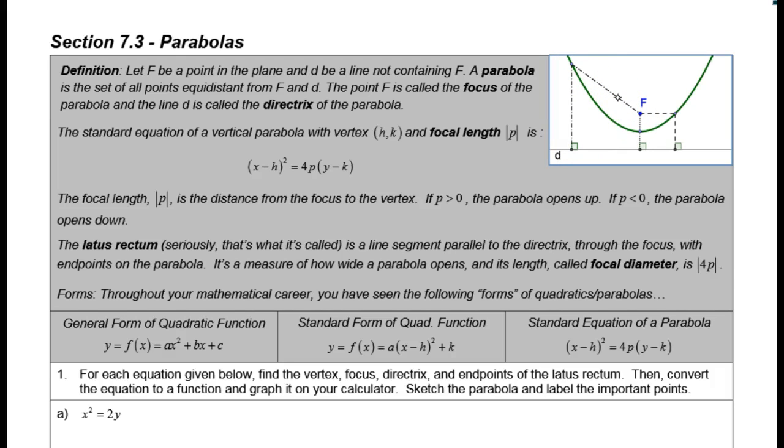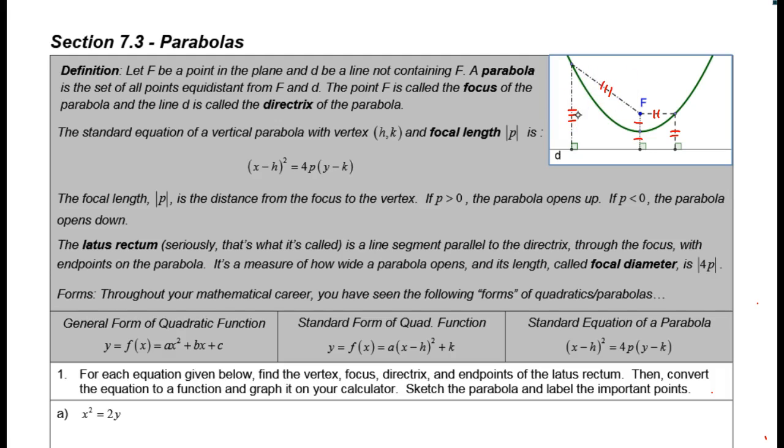So what distances are equal in this picture? Well, let's first look at this. That distance is congruent with that distance. Those two segments have the same length. Those two segments have the same length. And these two segments have the same length.